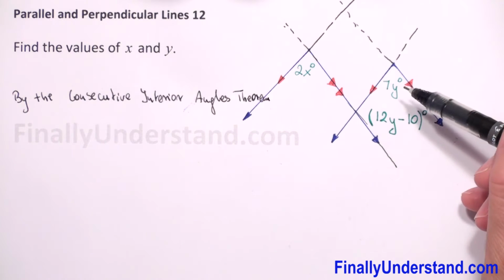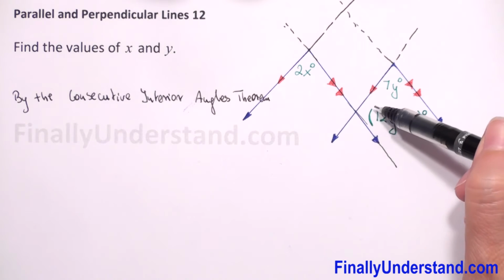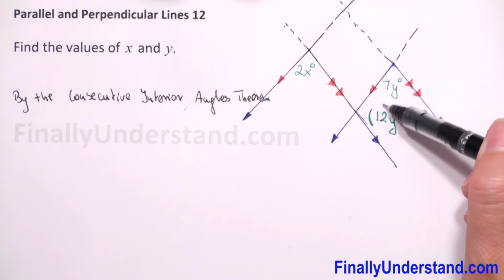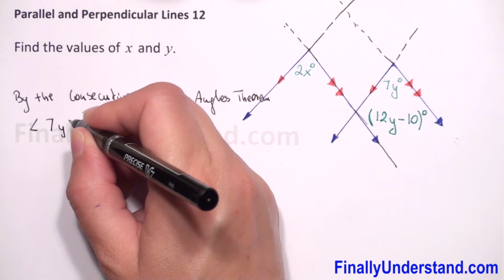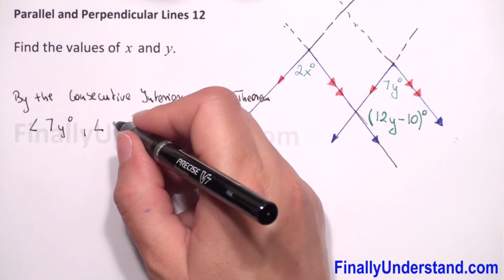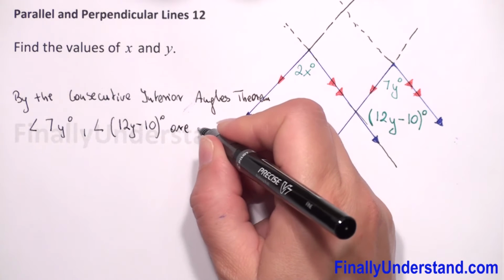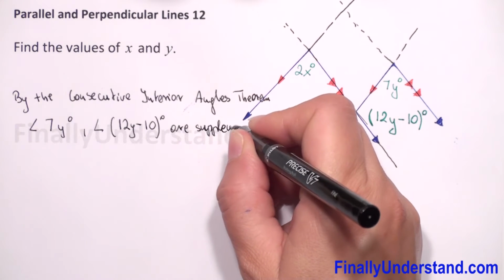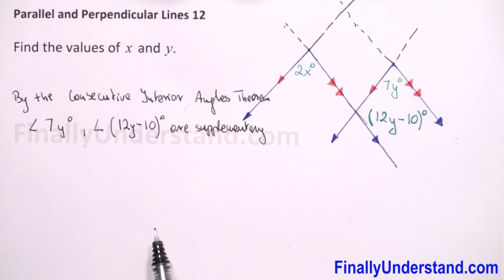let me remind one more time, that the consecutive interior angles are angles between two lines which are cut by the transversal and on the same side of the transversal. So we have that angle 7y degrees and angle 12y minus 10 degrees are supplementary. This we have from the consecutive interior angles theorem. So it means that the measure of the two angles is 180 degrees.